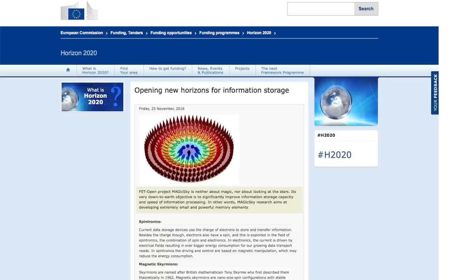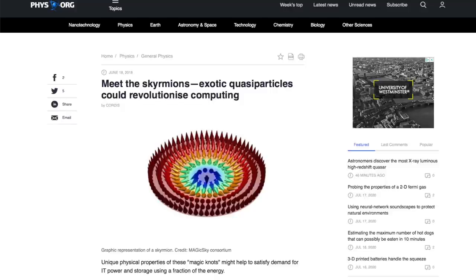What is also funny is where he got this image from. At the time of him making this, this image could have come from one of three locations. Firstly, the Horizon 2020 page about the Magnetic Skyrmion for Future Nanospintronic Devices project at CNRS, aka Magic Sky. Secondly, a phys.org page entitled Meet the Skyrmions, Exotic Quasi-Particles Could Revolutionize Computing, or the Magic Sky project's website itself.